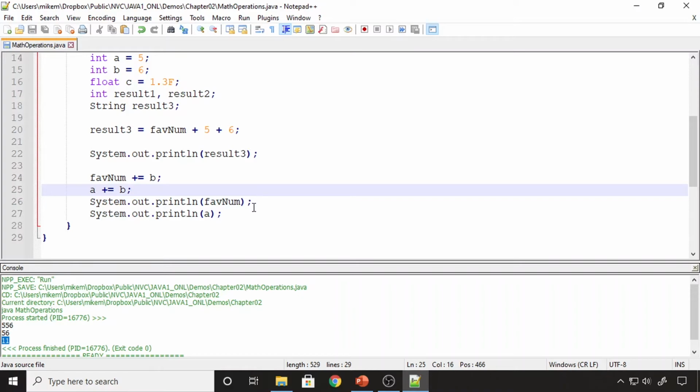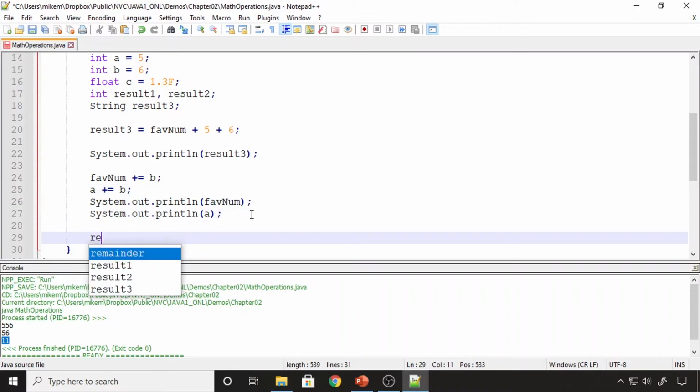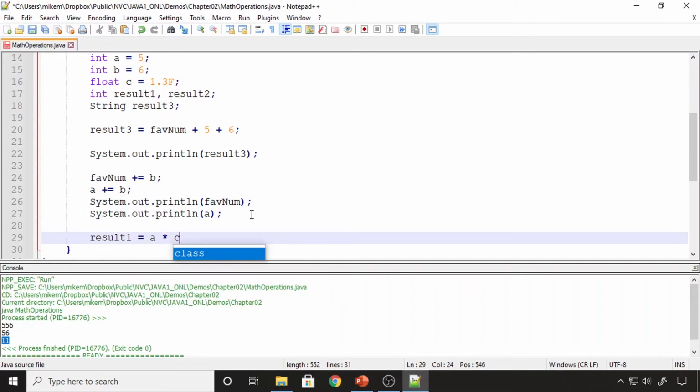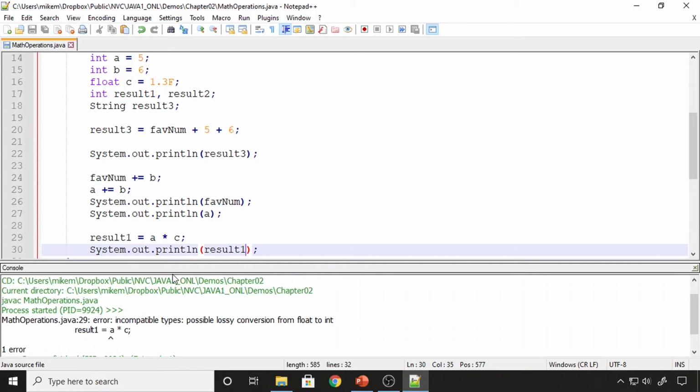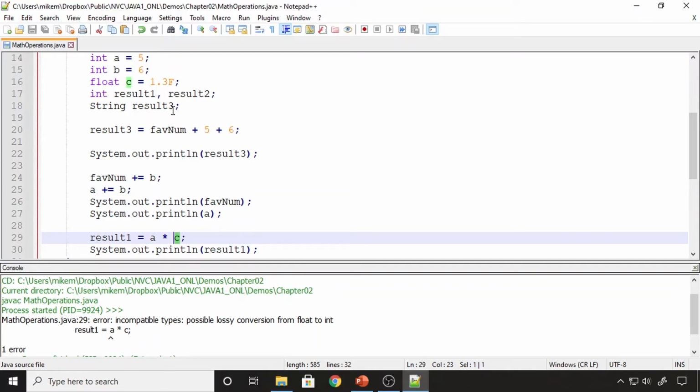Okay, so now let's see what happens if I try to take result 1, which is an integer, and store a times c. Well, I go to compile, and you can see that I have a compilation error. So what's happening here is c is a floating point value, and result stores an integer, so this result variable is not big enough to hold the result of this calculation. This calculation is done as a 32-bit float, but an integer is also 32 bits. Now the reason why this doesn't work is because even though they're both 32 bits, a floating point value that's 32 bits still has more precision because it has fractional parts than an integer that's 32 bits.